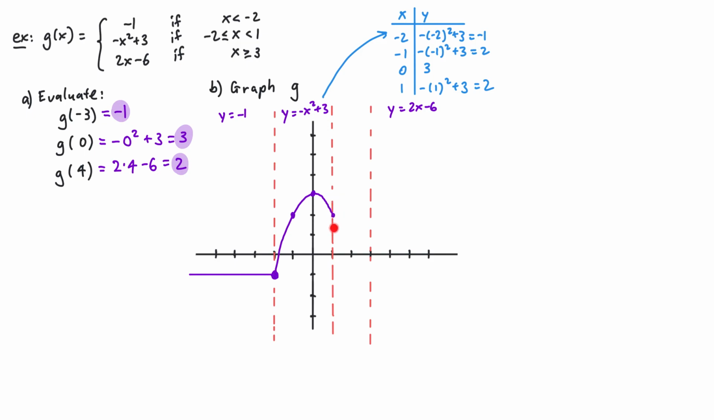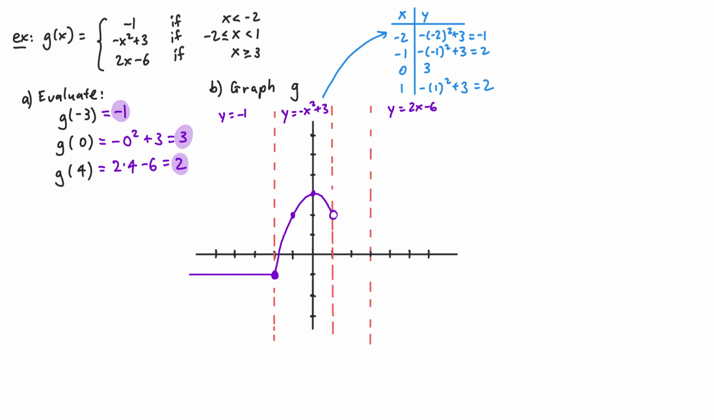So now let's look at our right boundary at x equals 1. We want to ask ourselves, do we have the point (1, 2) as part of my graph? Looking at the inequality of our second piece, we see that 1 is not a part of the second piece, so our function would not behave like -x² + 3 there. So we're going to take that right endpoint and replace it with an open circle.